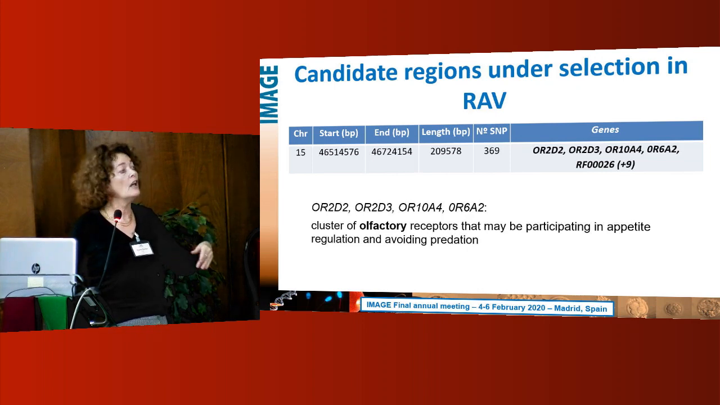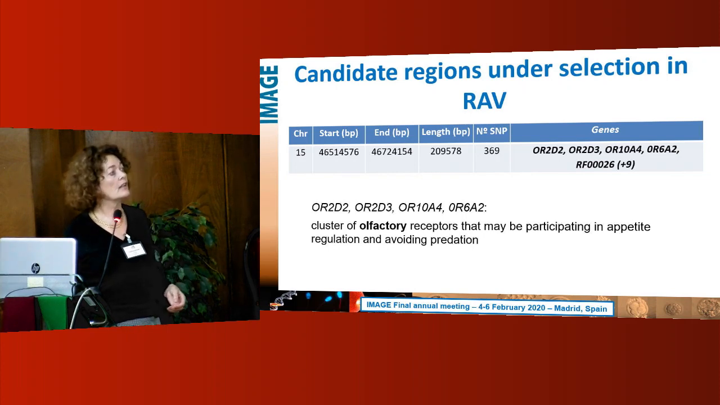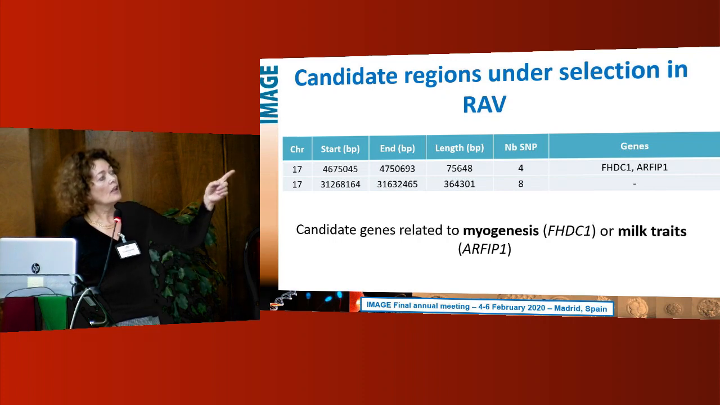better capacity of feeding and also to avoid predation, because this breed has always been in extensive conditions, as I told at the beginning. And in the chromosome 17, we have also genes which are associated with myogenesis or milk traits.